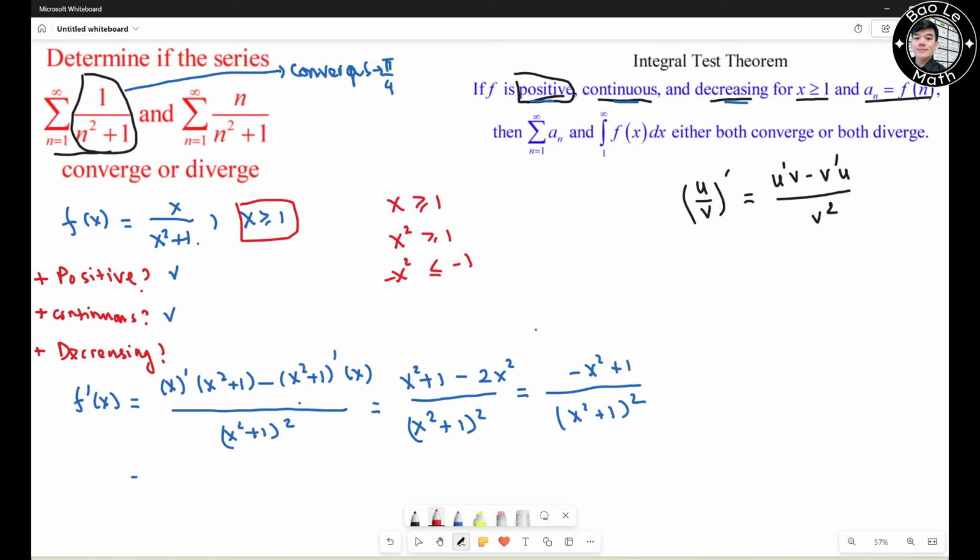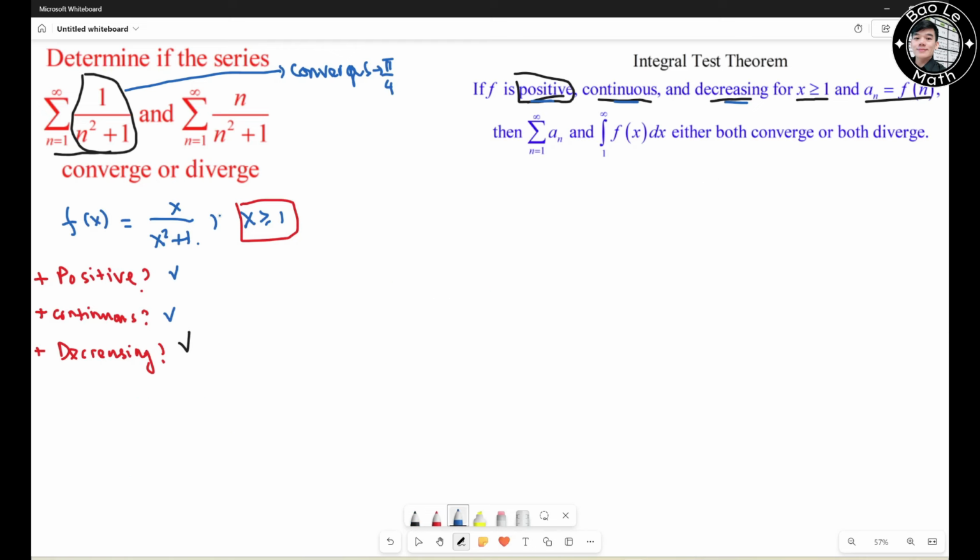So I'm going to add 1 to both sides, so negative s squared plus 1 is less than or equal to 0, alright? So I'm going to divide both sides by s squared plus 1 altogether squared. The bottom is a positive number, so dividing by it keeps the inequality. This one divided by this one is less than or equal to 0. So the whole thing right here is always less than or equal to 0. So the function is decreasing. So this is yes.